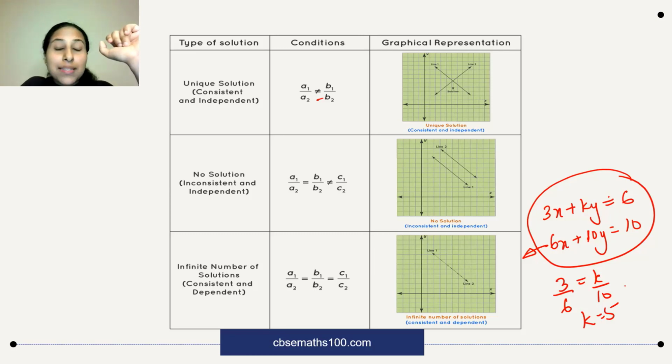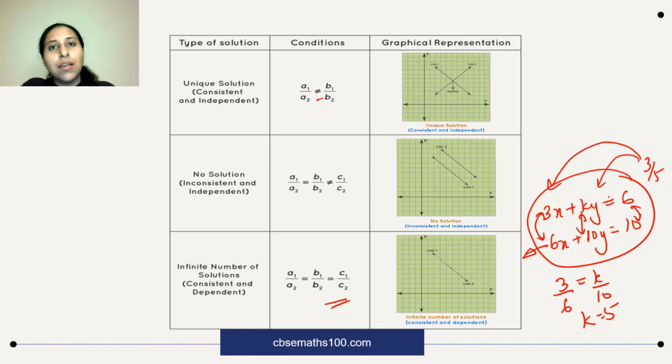But one thing you're going to miss out over here, you see that 3 by 6 should be equal to k by 10. Yes, but also the ratio of constants must be the same, no? So 6 by 10 also must be the same. But you're going to get 6 by 10 as 3 by 5. It's not the same as k by 10. It is not the same as 3 by 6. Then how can this have infinitely many solutions? It's not going to have infinitely many solutions. It's in fact no solution.